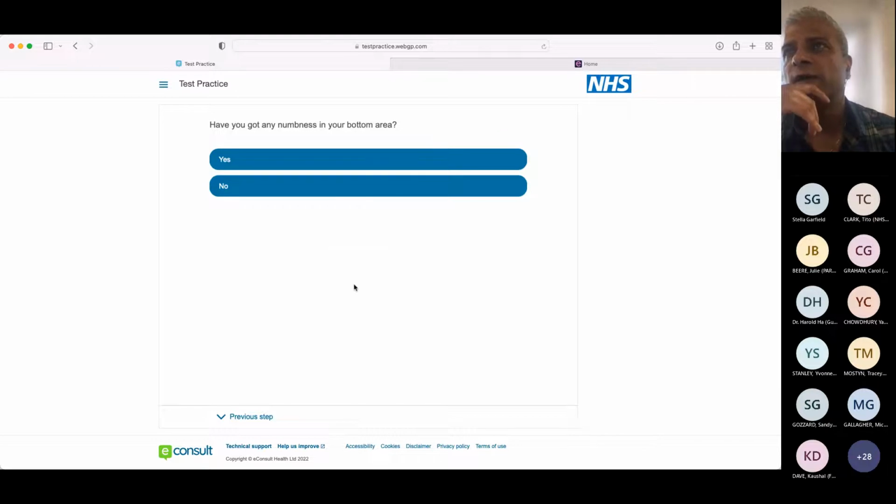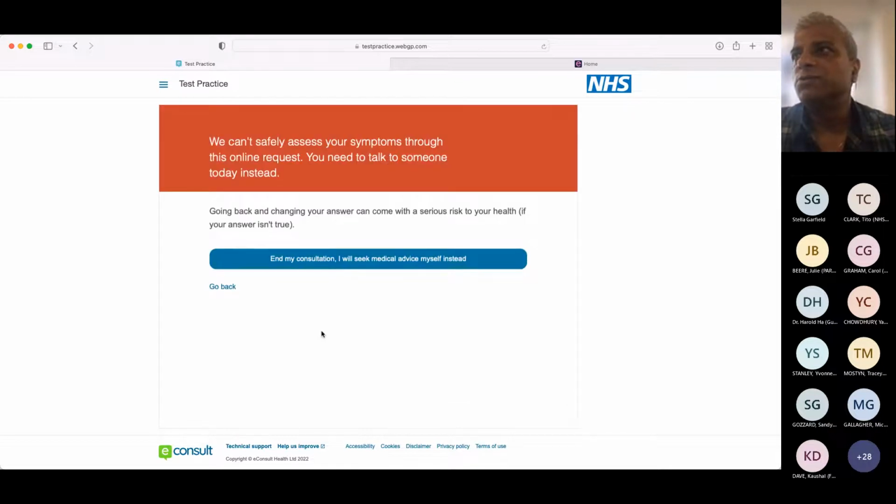I just wanted to show here where the integrated red flagging presents. And back pain's a really good example where a patient may present with back pain and not really understand the clinical severity of their symptoms. So a lot of back pain may be just musculoskeletal. I'd expect it to be muscular pain and probably alleviated with analgesia and some physio. In this instance, I'm going to say I've got numbness in my bottom area. That immediately stops the consultation because it could indicate a risk of lower spinal cord avulsion.